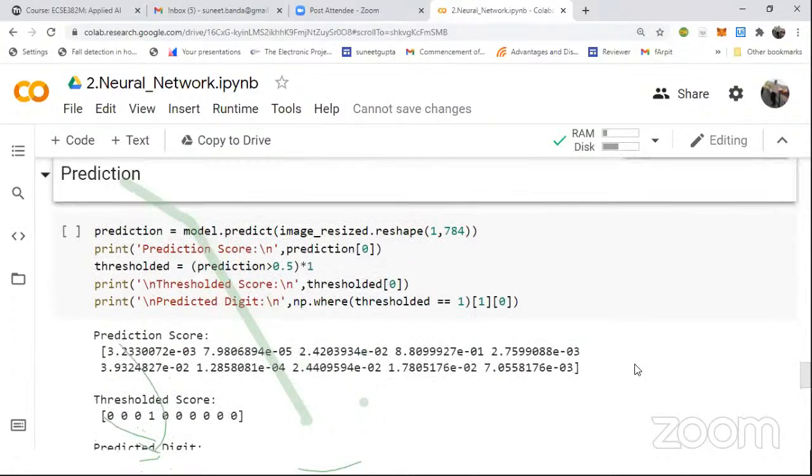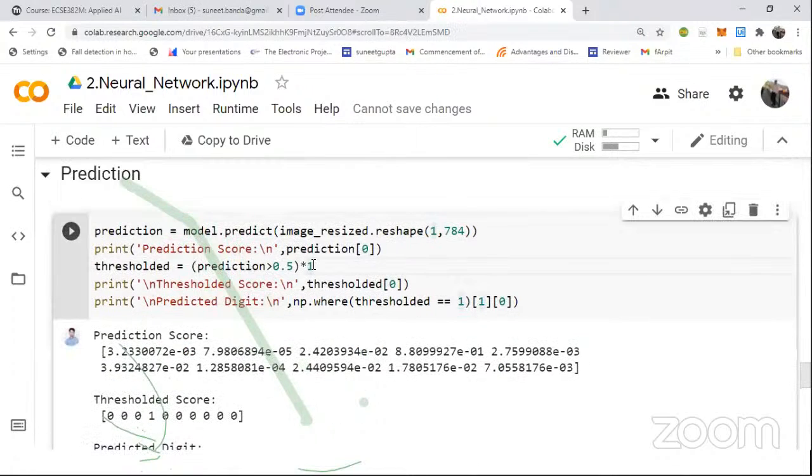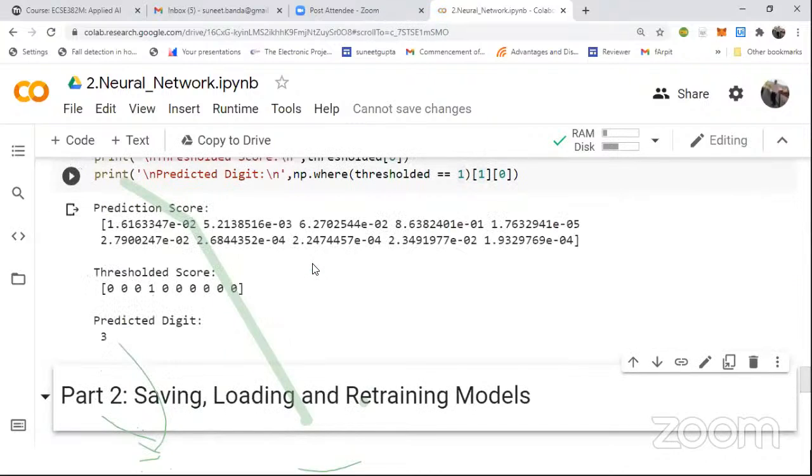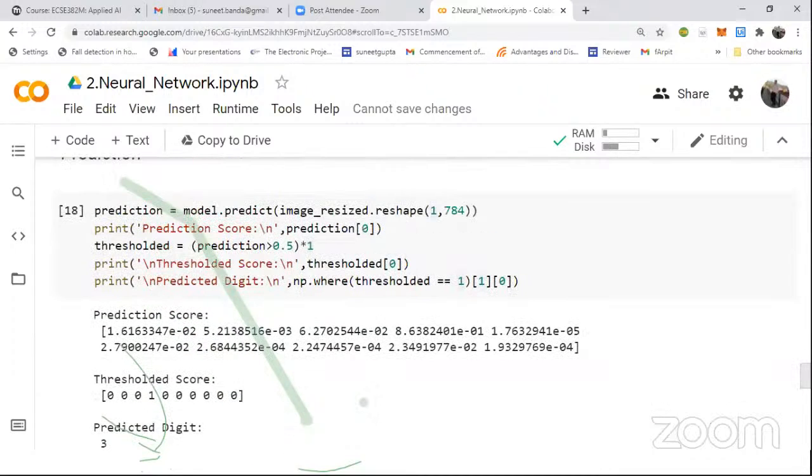Now what we are doing actually, we pass this image to the model. And here you can see the model is predicting the input image. The input image belongs to class 3.